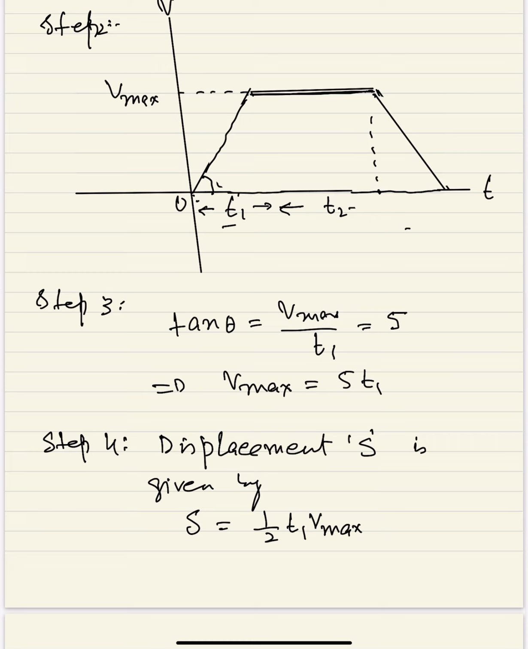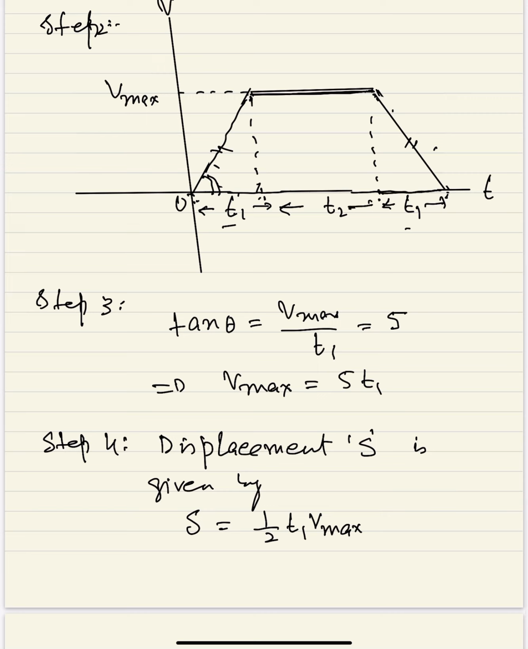First of all I want to find the maximum velocity achieved by the car, and that will be found from this triangle, tan theta. Tan theta is V max, the perpendicular, by the base T1. This is also T1 because of the symmetry. The time T1 taken in acceleration is also the time for the retardation, from rest to maximum velocity and from maximum velocity to rest. So the slope is the same, therefore this T1 and T1 are the same.